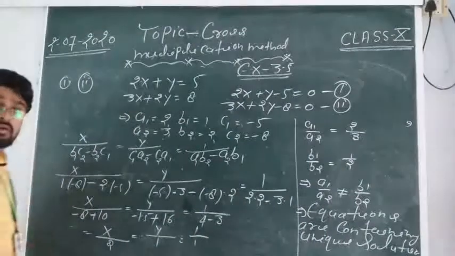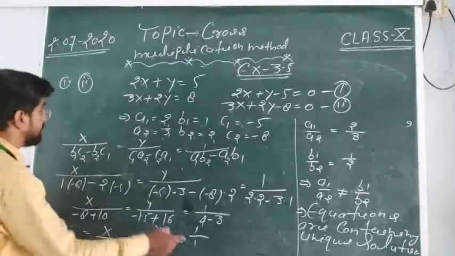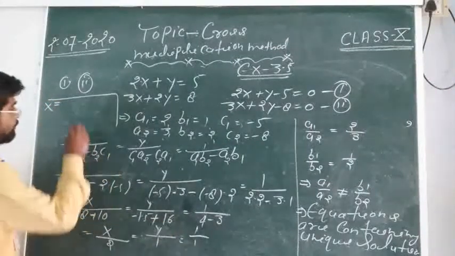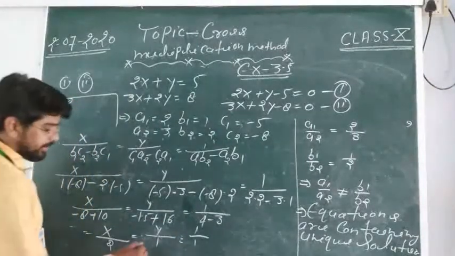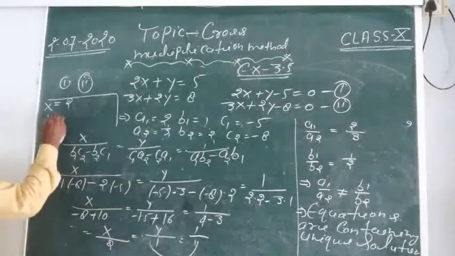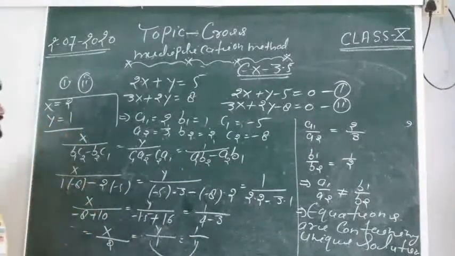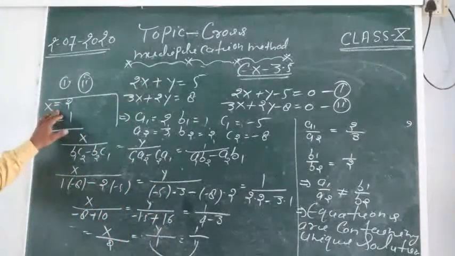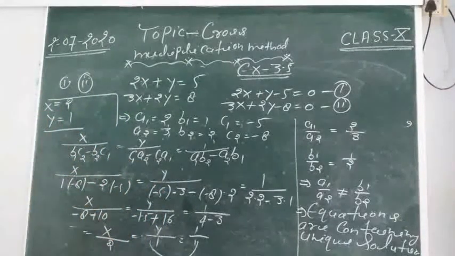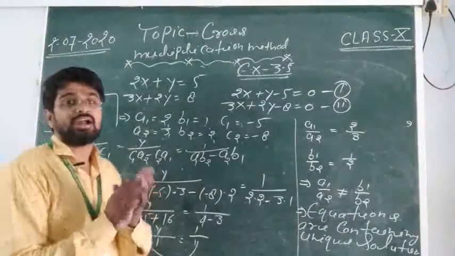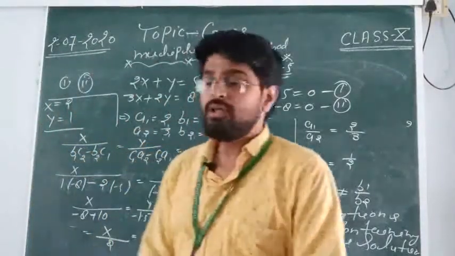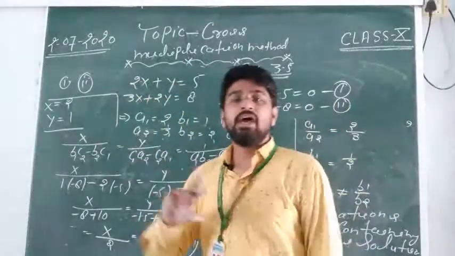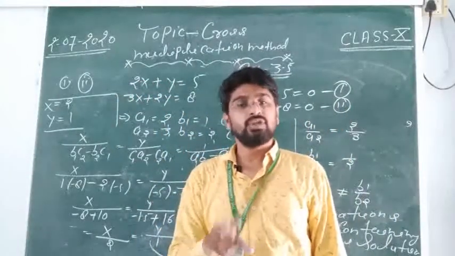Now student, when you compare first with third one, then you can see the value of x is coming 2, and when you compare second with third, then the value of y will become 1. So x is equal to 2 and y is equal to 1. x is equal to 2 and y is equal to 1 is your final answer. And if you want to check that your answer is correct or not, then you can put this value in equation 1 or in equation 2 and check that both sides are coming equal or not.